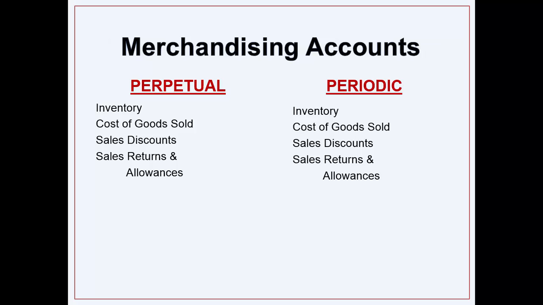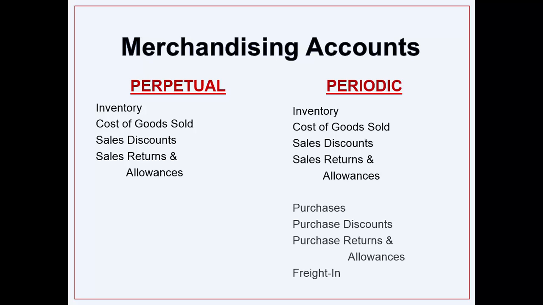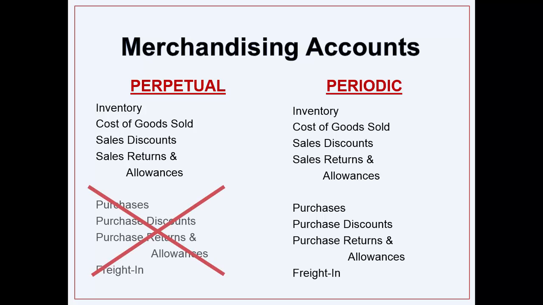So looking at the accounts, notice these are all the same, perpetual and periodic, but the periodic is the one that has additional temporary accounts. And as you saw on the prior slide, those temporary accounts are then closed to the new ending inventory number. Those accounts simply do not exist in a perpetual system.